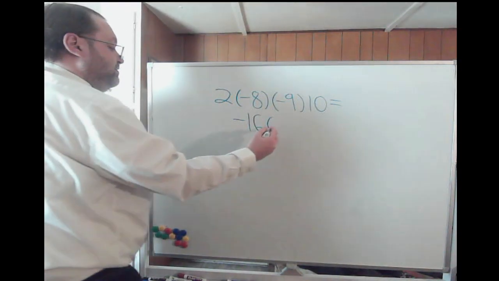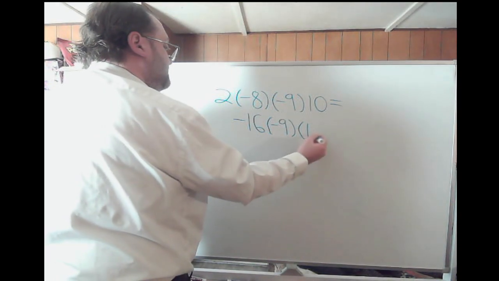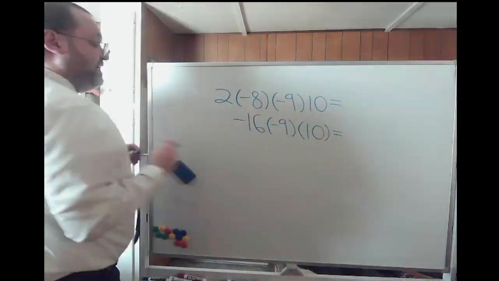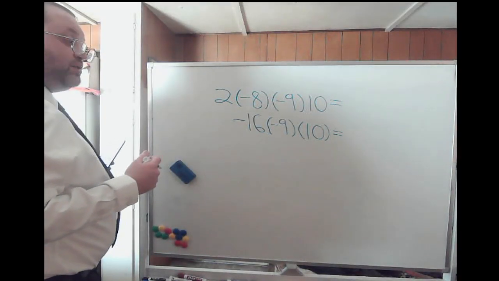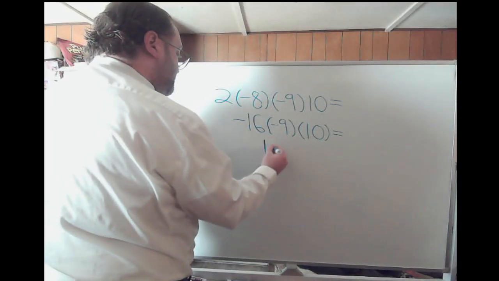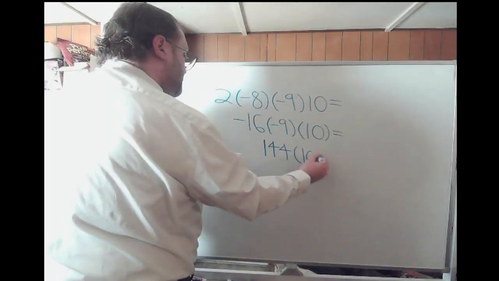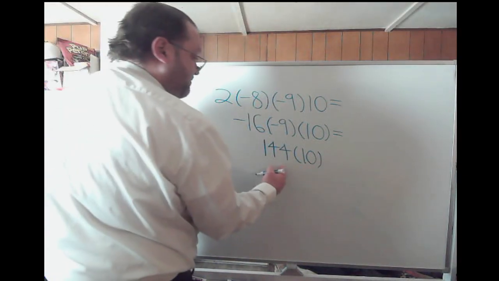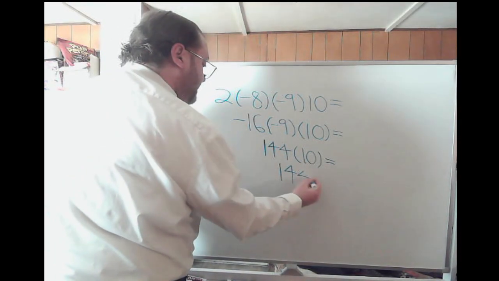Then we're going to have times negative 9 times 10. Well, this time you have a negative times a negative, which would equal positive. So let's go ahead and do 16 times 9. That would be 144 times 10, which has reduced down to the simple multiplication problem of 144 times 10. Your answer would be 1,440.